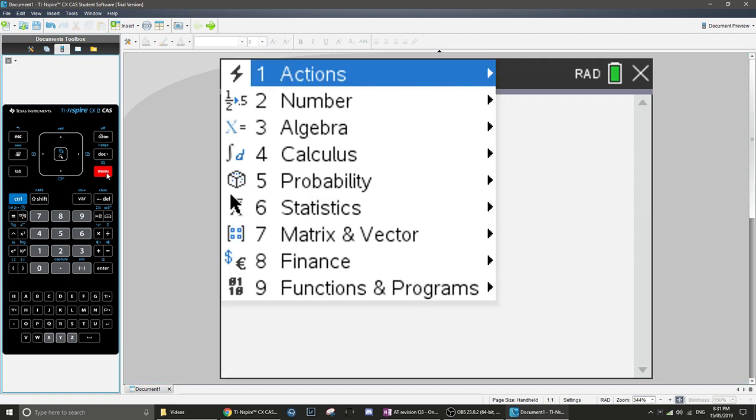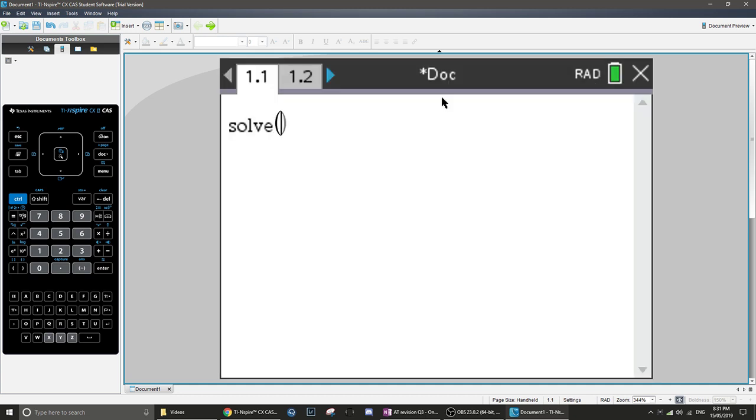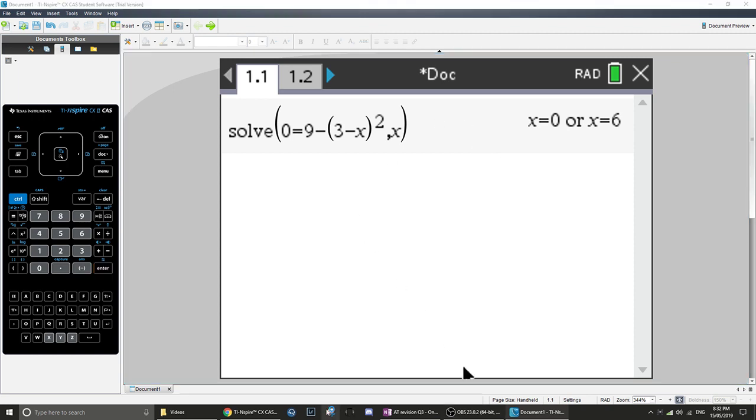Right, so let's go menu, algebra. Okay, and we are going to solve 0 equals 9 minus bracket 3 minus x all squared. If we do this now, we're going to throw an error. We need to tell the computer what we're solving for. So comma x, we want to solve for x. Hit enter. X equals 0 or x equals 6. That works fine.